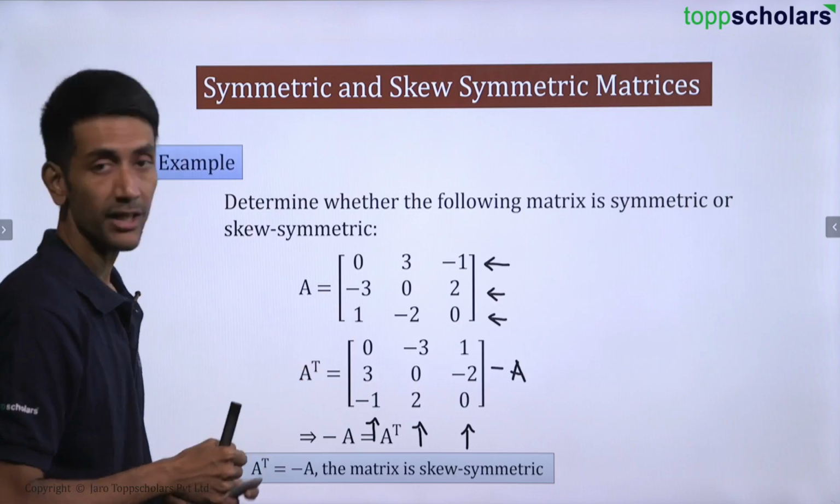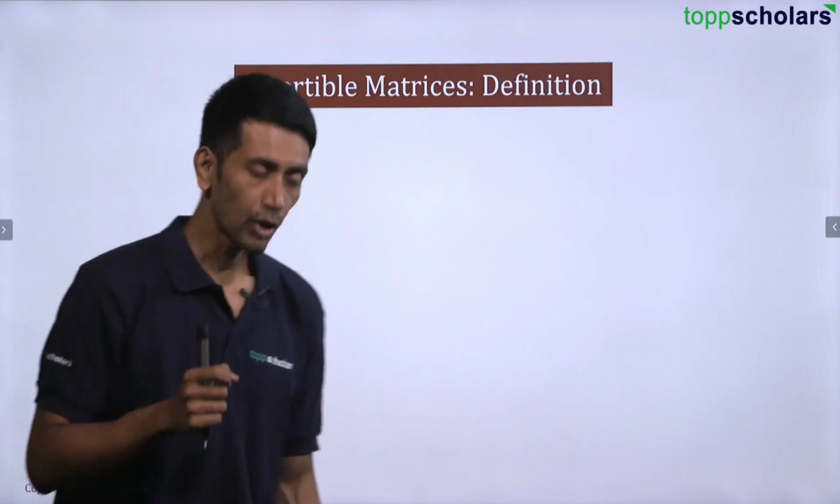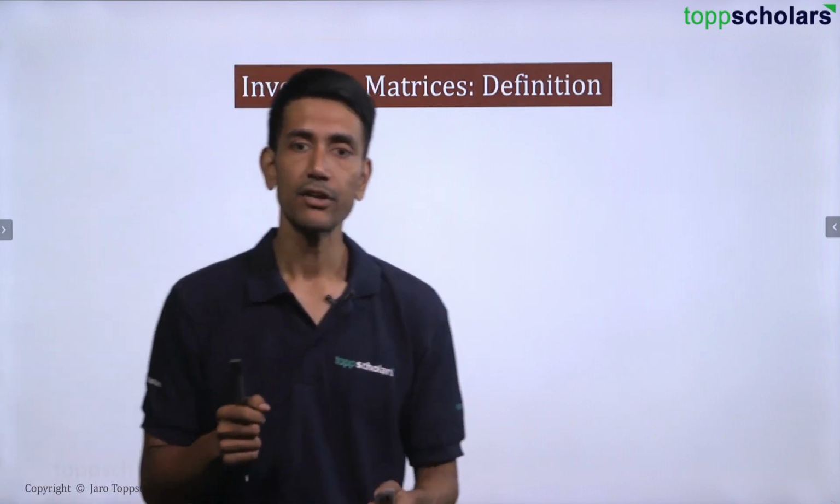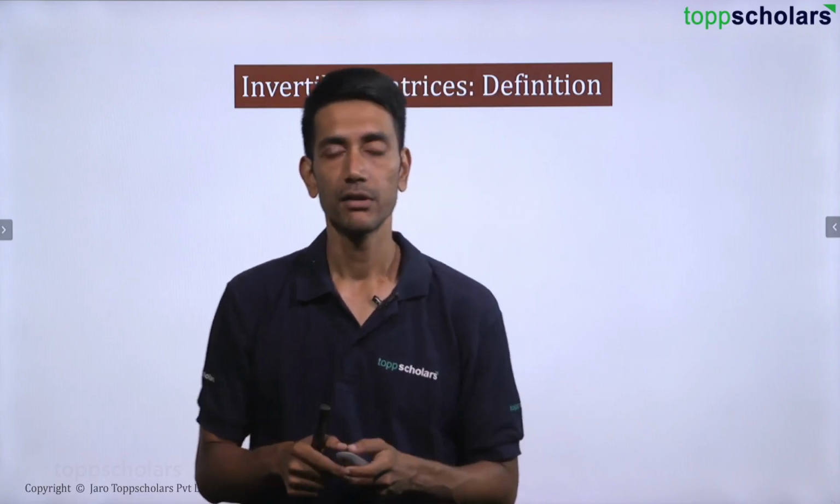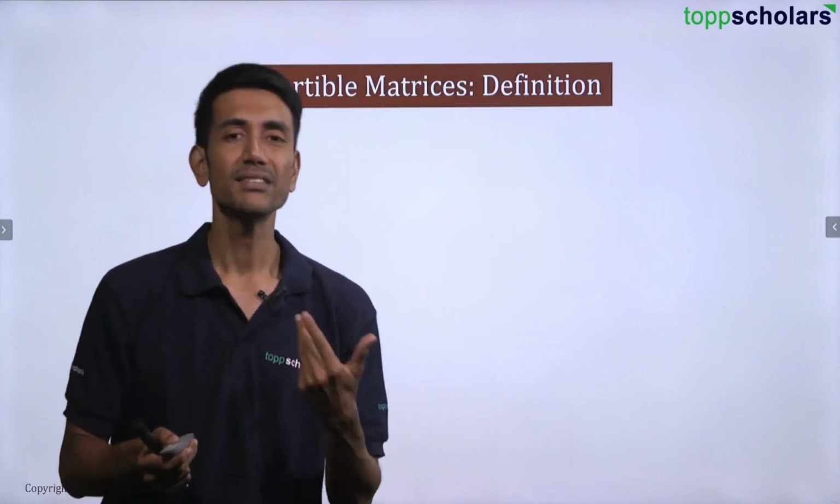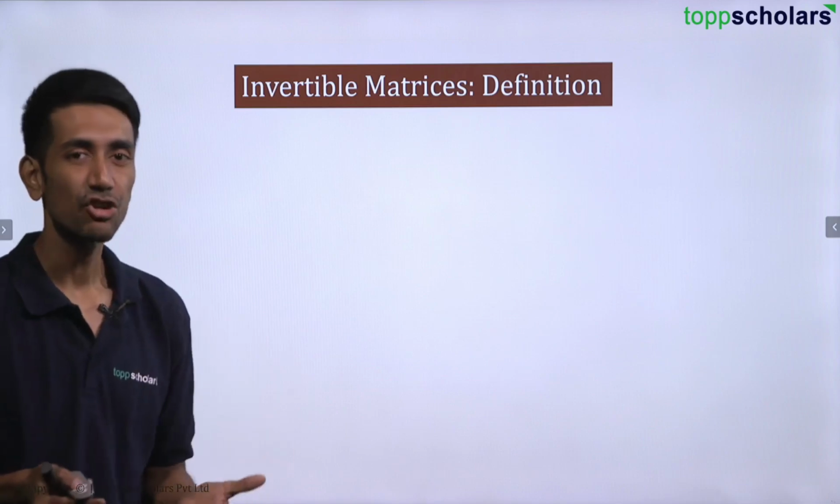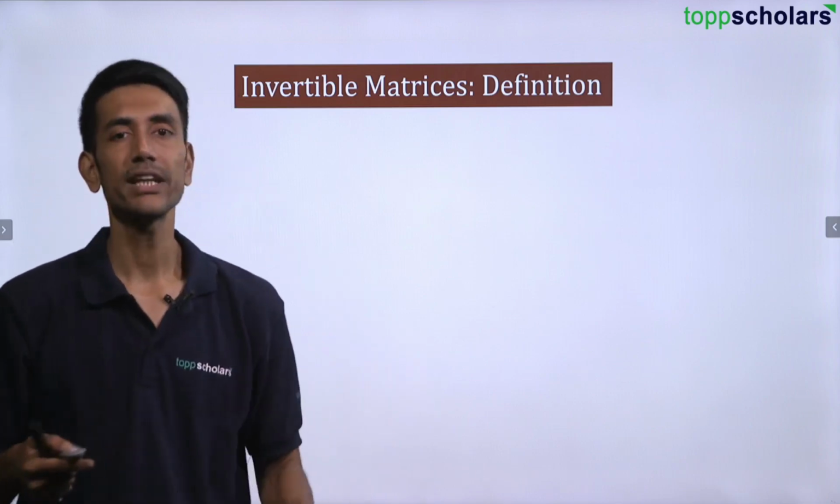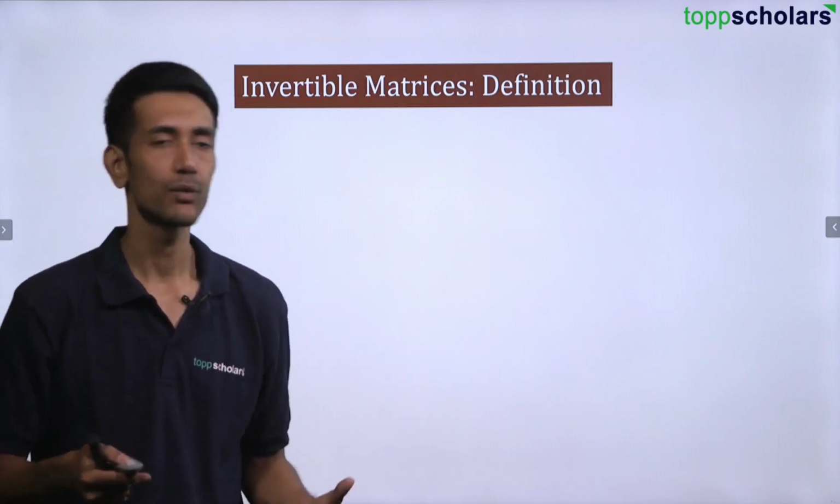So it is a skew symmetric matrix. Now comes a very important topic, that is invertible matrix. So we are going to see when is the matrix invertible, what are the conditions, and how do we actually find out the inverse of a matrix, and what is the meaning of inverse.